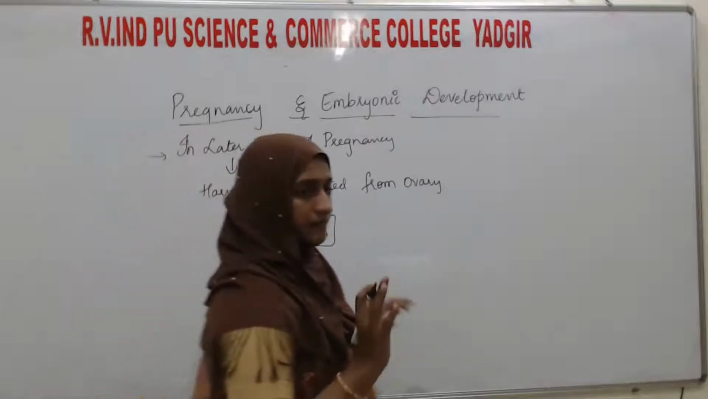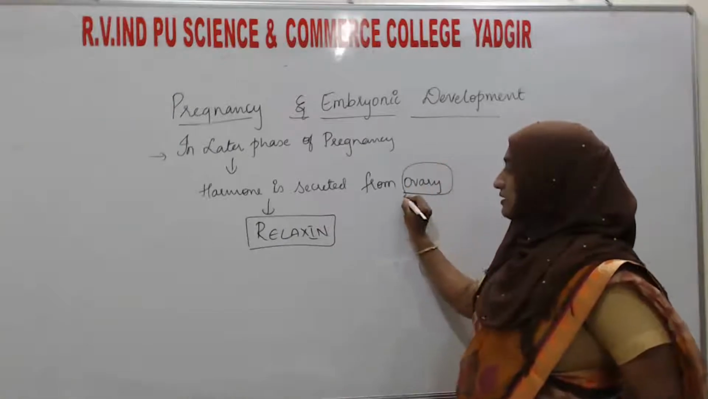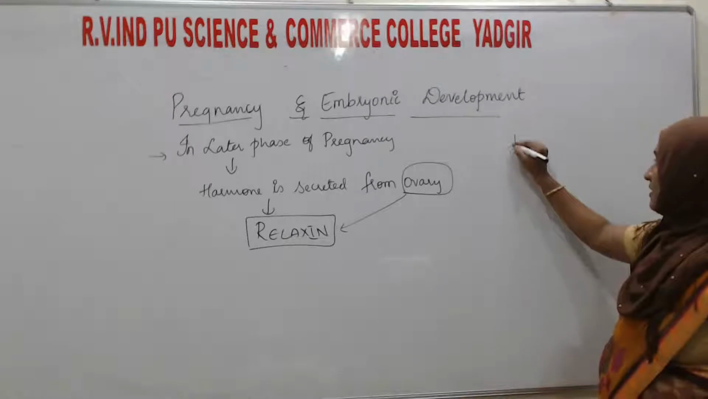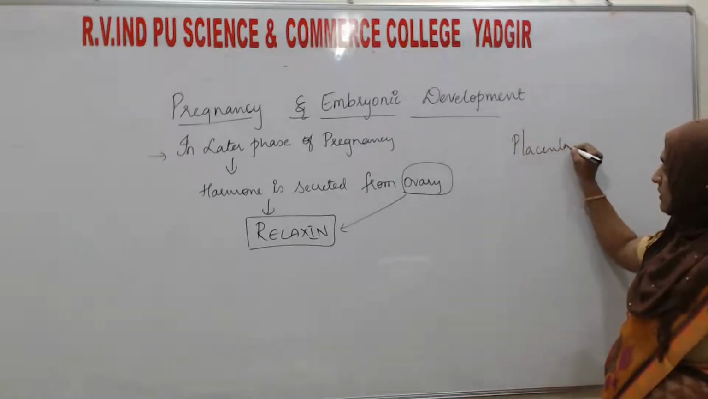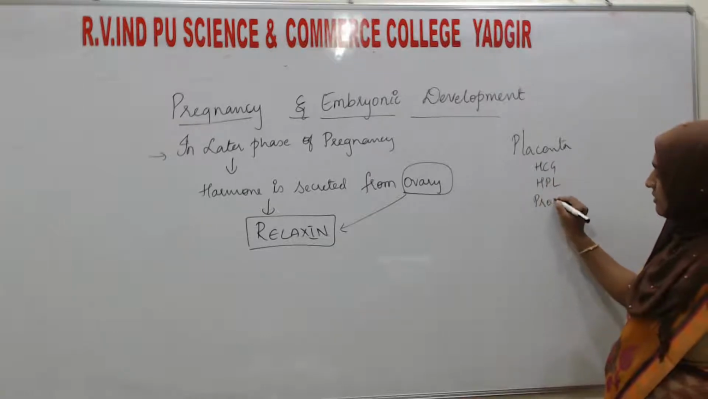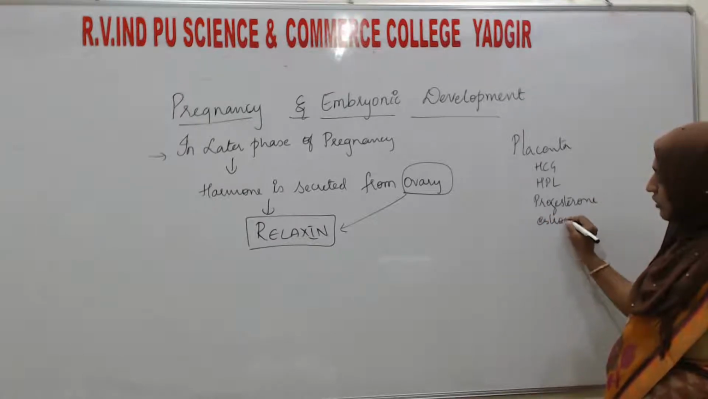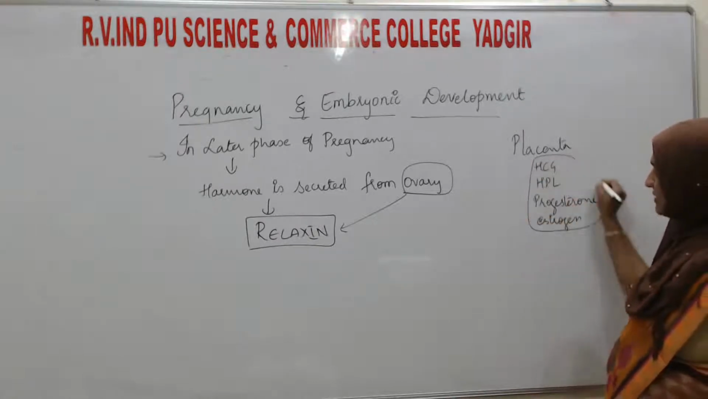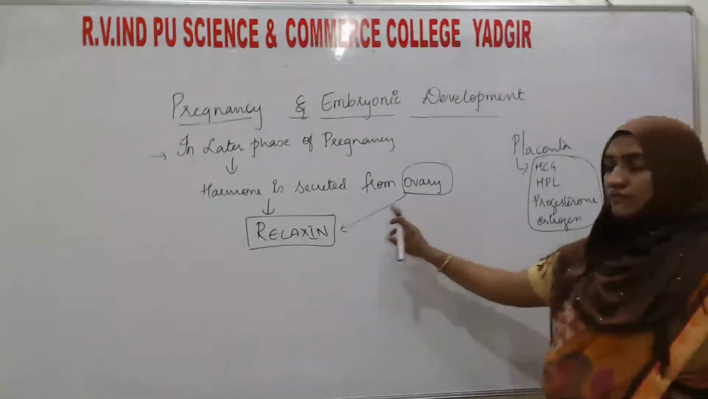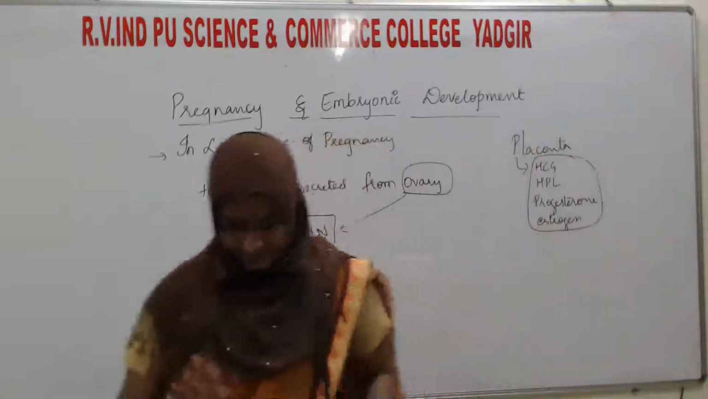Keep in mind for your next question. From the ovary, relaxin is going to be secreted. From the placenta: HCG, HPL, progesterone, and one more, estrogen. Don't be confused. These 4 hormones are secreted by the placenta. But from the ovary, which hormone? That is relaxin.